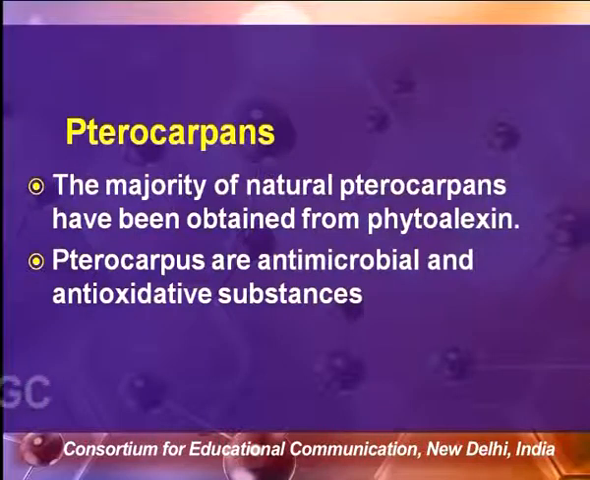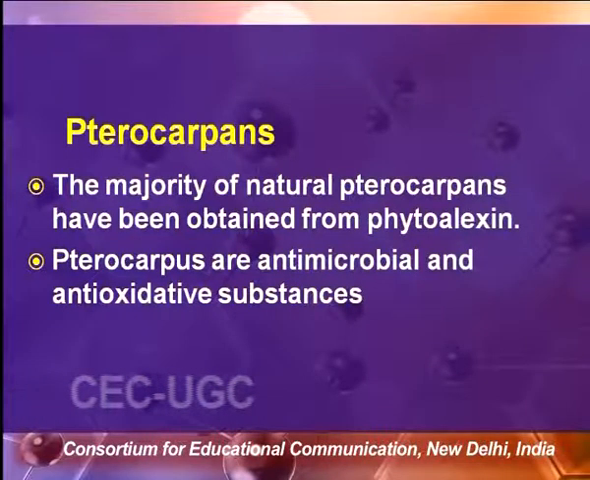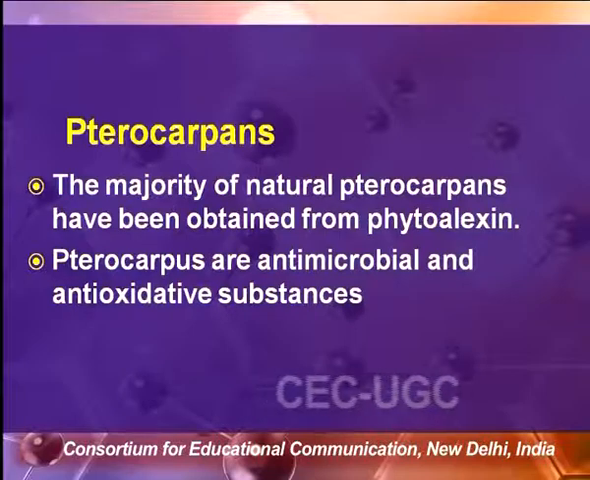Now, the majority of the natural pterocarpans are obtained as phytoalexins. It means whenever there is an infection in the plant, or a fungal or a bacterial exposure to the plant, then plants start producing such compounds to protect itself against those microbial attacks. And pterocarpans also have a very significant antioxidant property, which also protects the plant against various kinds of physiological stress conditions as well as the microbial attack against different pests.